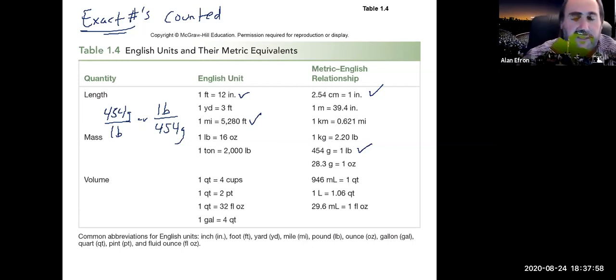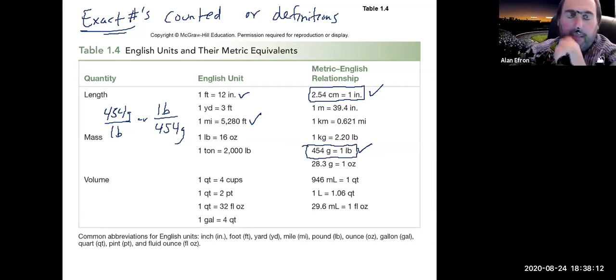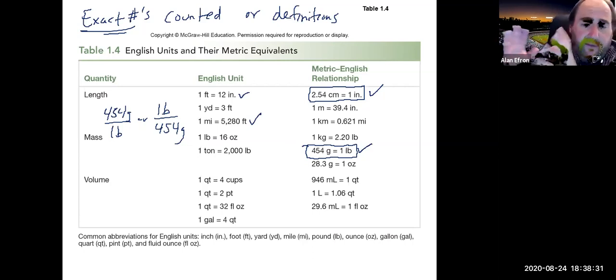Or they are definitions, like 1 inch. Like we see here on this table, 1 inch is 2.54 centimeters. There's 454 grams in a pound. So any type of equality is considered an exact number, and really what that means is they have an unlimited amount of significant figures.